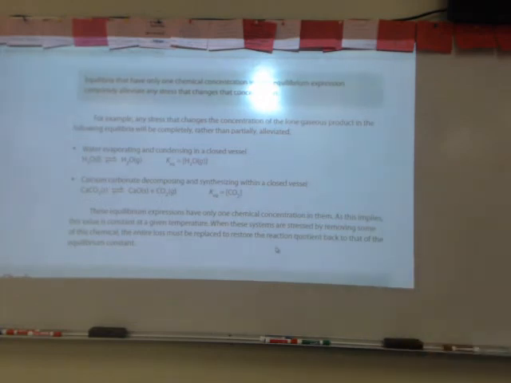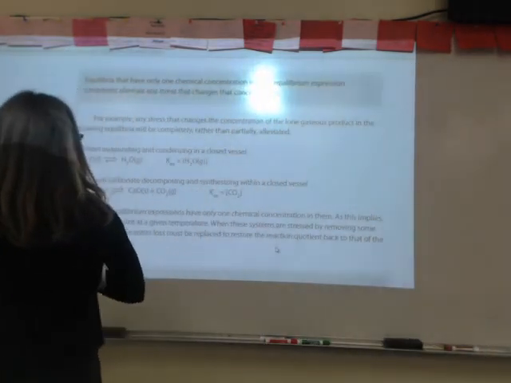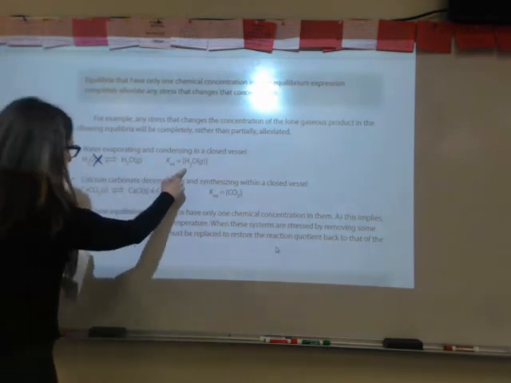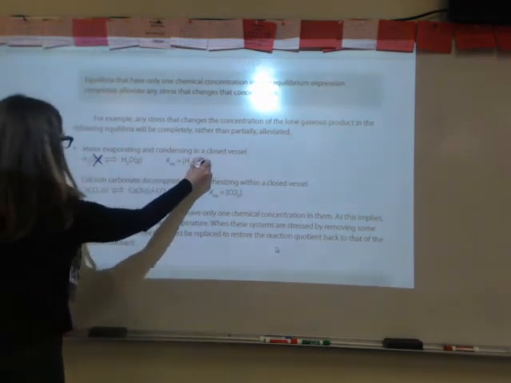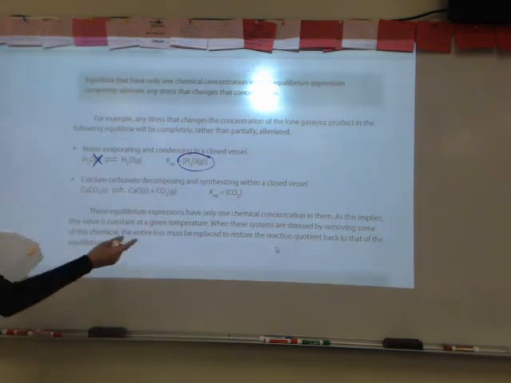So if I'm looking at this example here, water evaporating and condensing, I have to cross out the liquid water. I cannot include it in my equilibrium expression. So that means that you only have one substance to consider in your equilibrium expression.